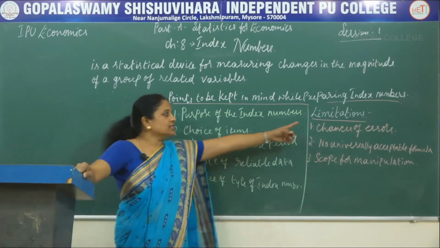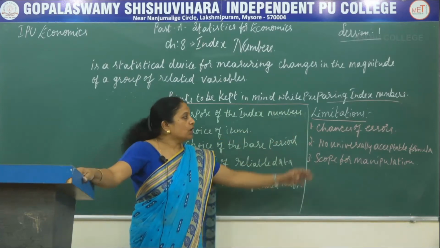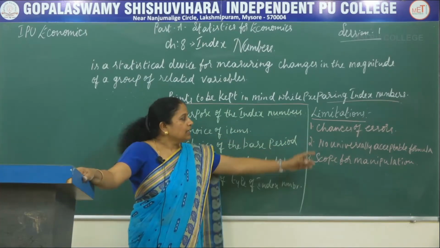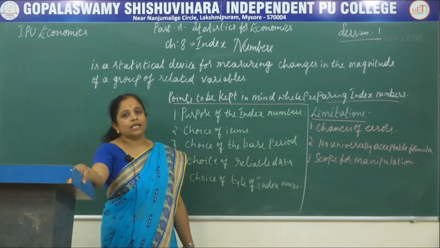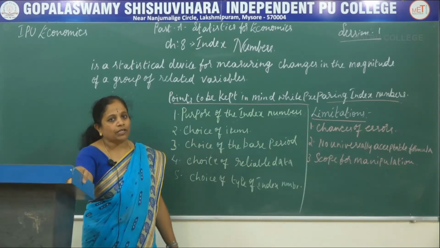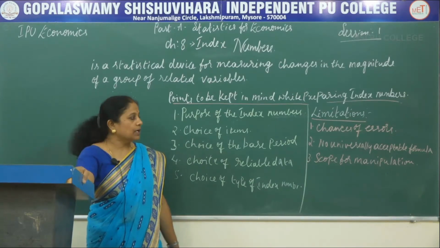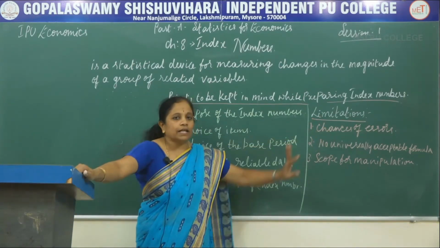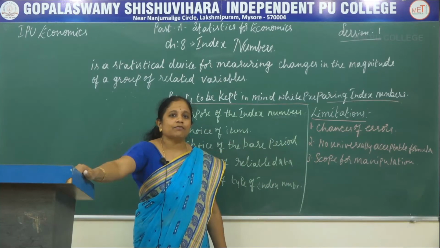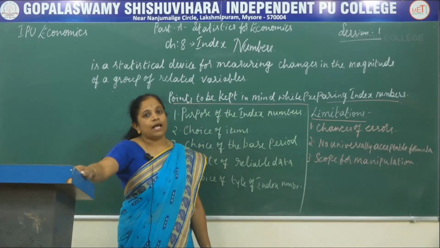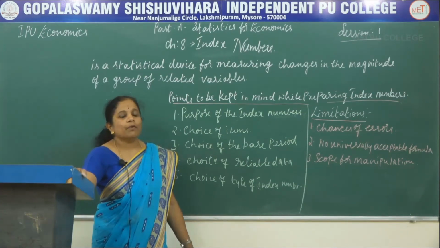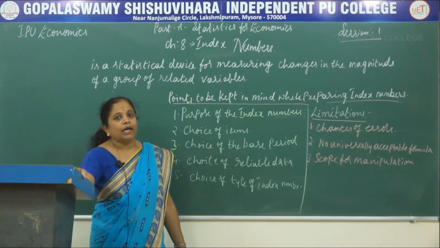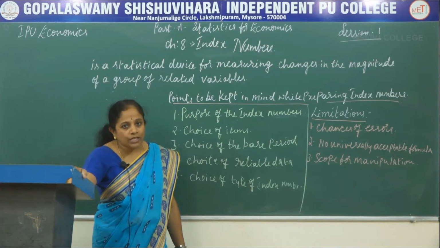The next one is limitations. So what are the limitations here? The chances of errors are most likely to be seen here in the preparation or in the calculation of index number. So the chances of errors are there. There is every chance for the errors, as well as sometimes there will be commissions and omissions also. Some important related data may be omitted also.